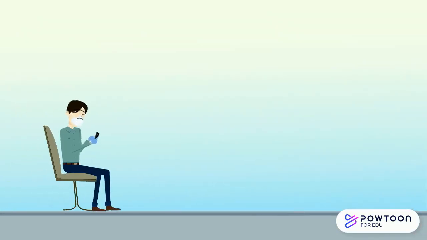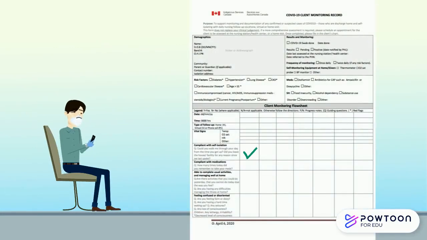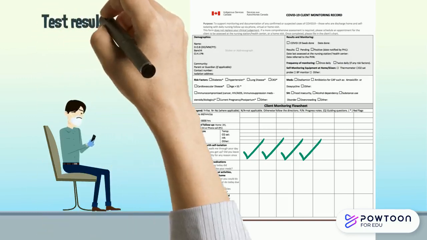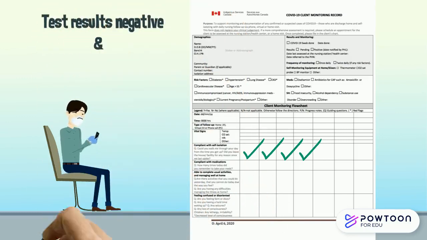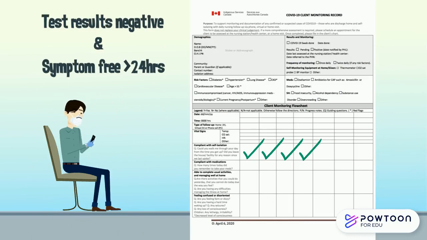While at home, Bob will get daily calls or visits that are recorded on the COVID-19 client monitoring record until his test results come back negative and he has been symptom-free for at least 24 hours.